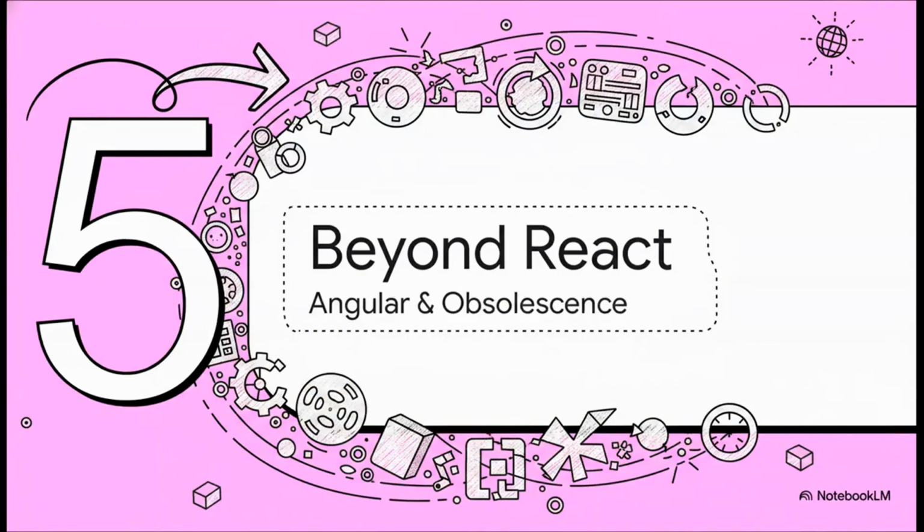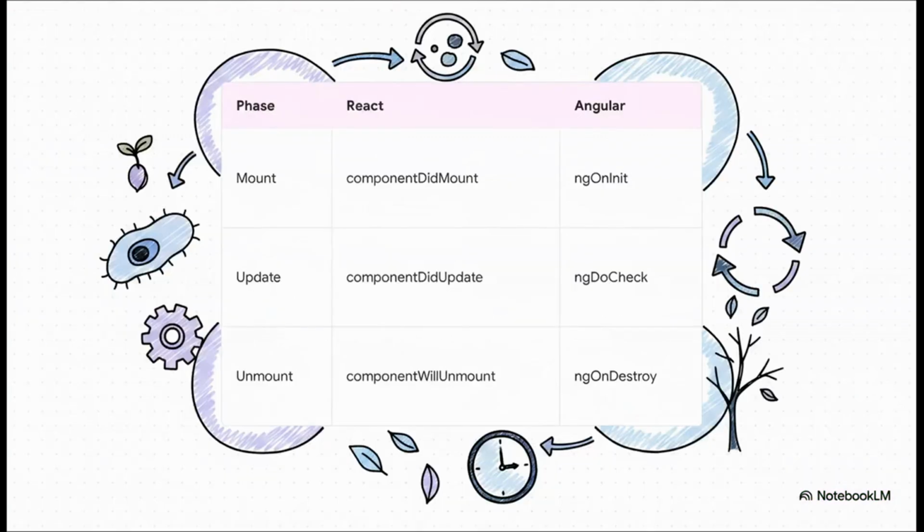Okay, let's pull the lens back a bit. Section 5, Beyond React, the universal truth of life cycles. Because this isn't just a React thing. If we look at a different framework like Angular, you'll see they take a much more granular approach. Instead of our 3 relatively simple phases, Angular breaks it down into highly specific hooks. You have ng-on-init for birth, ng-do-check for watching changes, ng-after-view-init for when the template is ready, and ng-on-destroy for death. So the vocabulary changes, sure, but that underlying biological life cycle is completely identical.